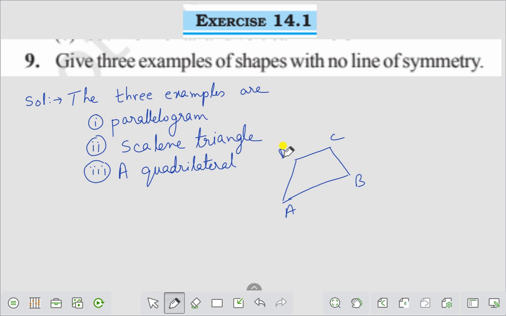D. But for a specific quadrilateral, we get different lines of symmetry. For square, for rectangle, that's all we get. But for this quadrilateral, we will not get any line of symmetry, right? The three examples are parallelogram, scalene triangle, and quadrilateral of this type. We get no line of symmetry.